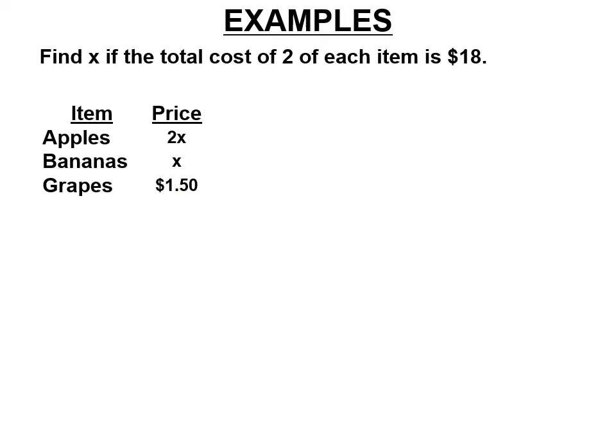So this is a 2 of each item. This is a distributive property word problem. We're going to buy 2 of each of these. 2 apples. The apples are 2x. 2 times x. Bananas are x. And the grapes are $1.50, so I'm going to write 1.5. And that all has to add up to the total of 18.